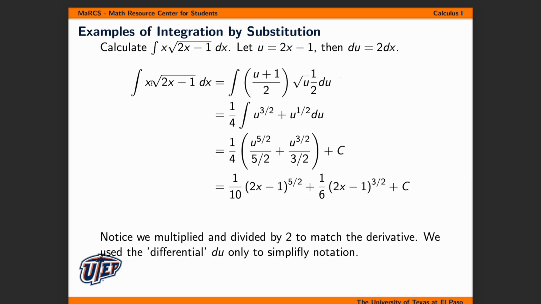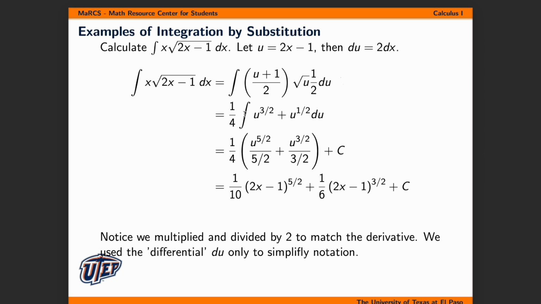And then for the x expression, we plug in u plus 1 divided by 2. So that when we plug in 2x minus 1 for our u, we will have 2x divided by 2, which is x. So it will match our x, and then it will match our square root of our u, and then our final dx. So now that we have everything matching our initial expression, but now in terms of u, we can distribute the u's, and we will have u to the 3/2 plus u to the 1/2, and we are integrating with respect to u.